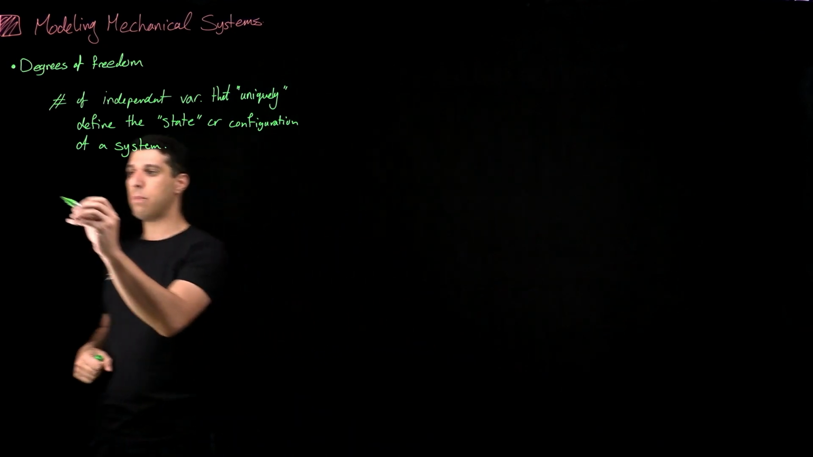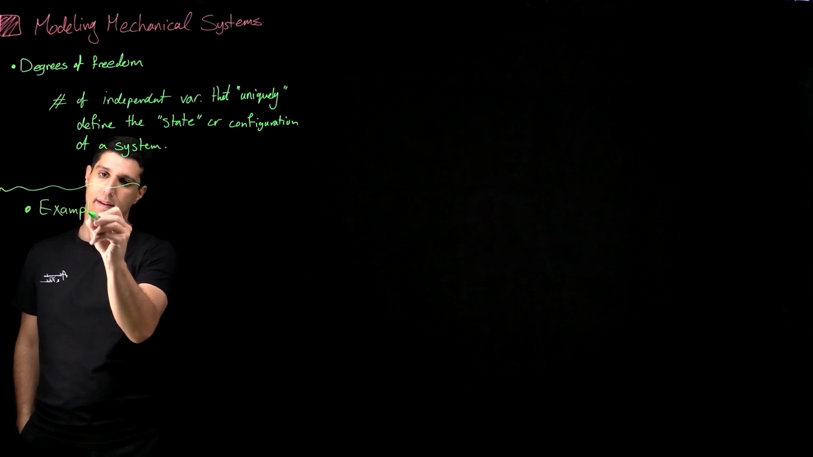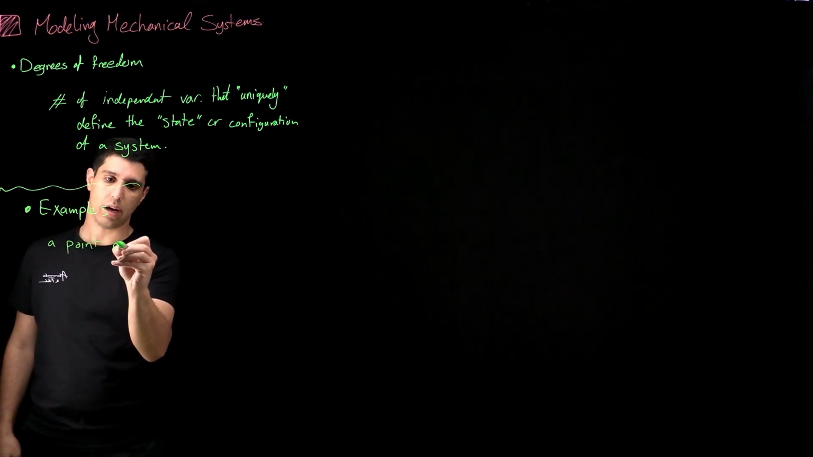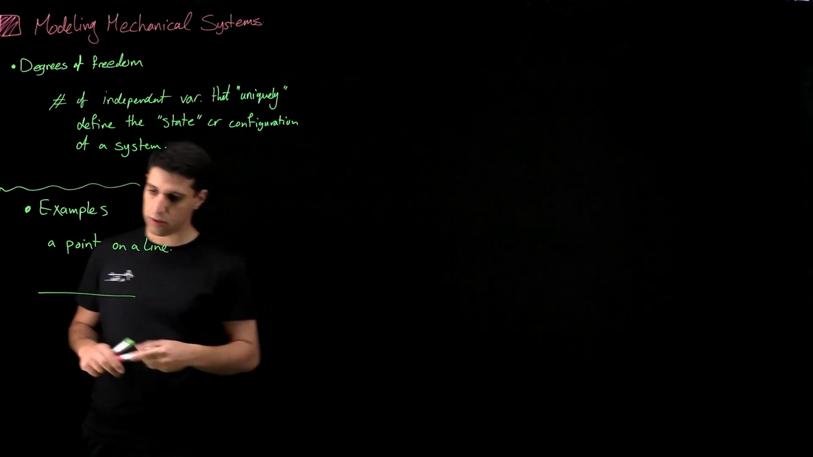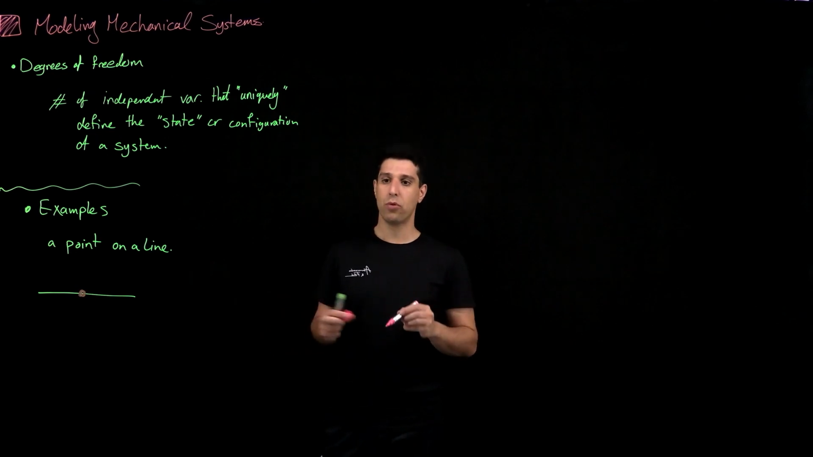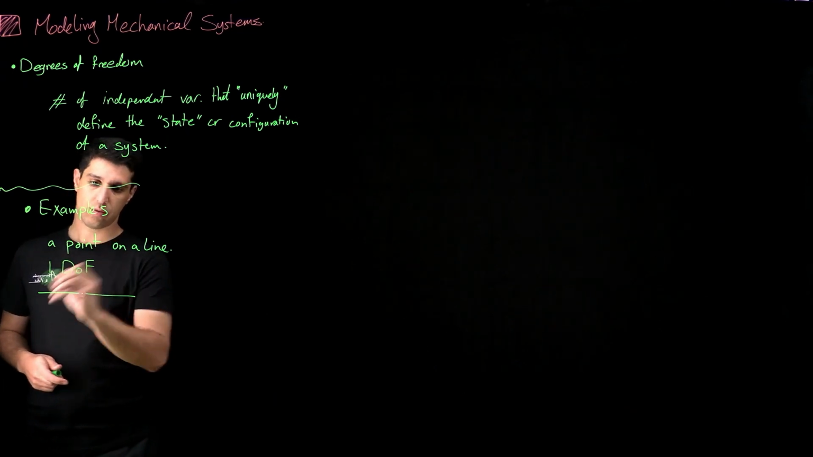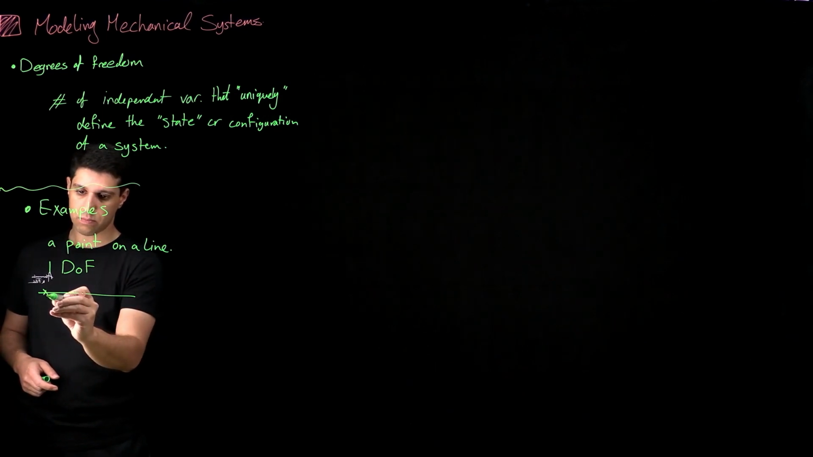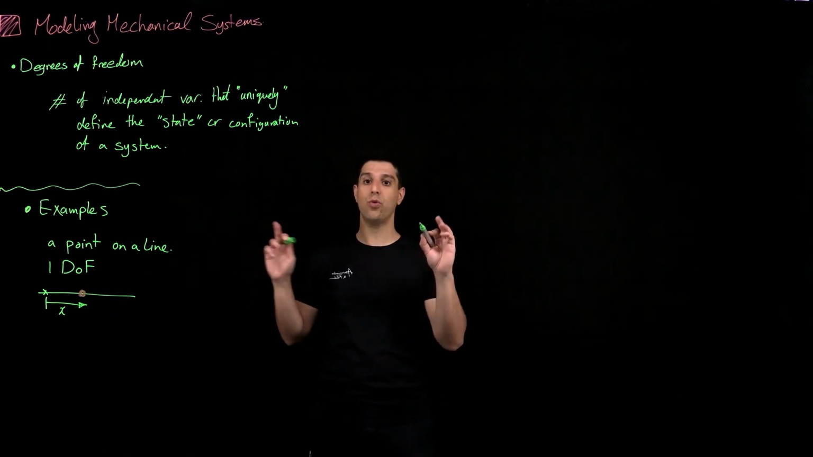Let's maybe look at a few examples, and see what we can take out of this definition. So take, in the simplest case, a point on a line. So I have a line and a point on it. This very simple system, a line and a point on it, has 1 degree of freedom. Usually we use the abbreviation DOF, degree of freedom. This system has 1 DOF because, if we take some reference and you know the distance of your point from that reference, you can fully describe the system.